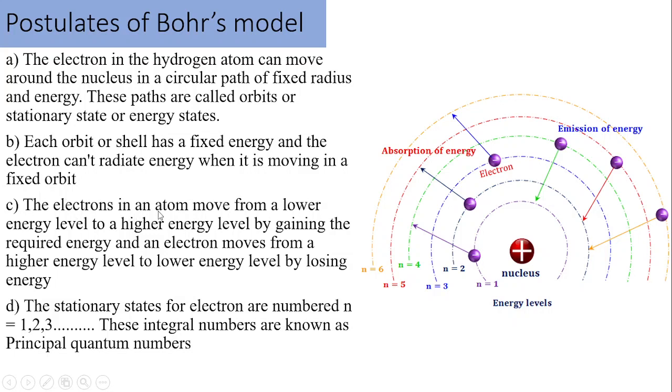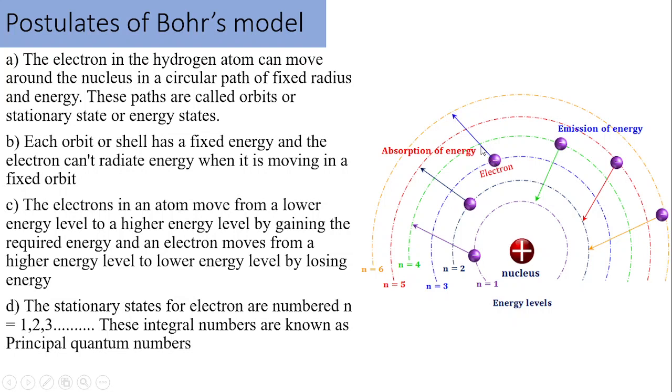But the electron in an atom moves from lower energy level to higher energy level by gaining the required amount of energy, and the electron moves from higher energy level to lower energy level by losing the required amount of energy. So when the electron moves in a particular orbit, it is moving with the energy of that particular orbit. It does not continuously emit energy when it is moving in a particular energy orbit. But if it gets some energy which is greater than the energy of that particular orbit, then it will jump from a lower energy orbit to a higher energy orbit.